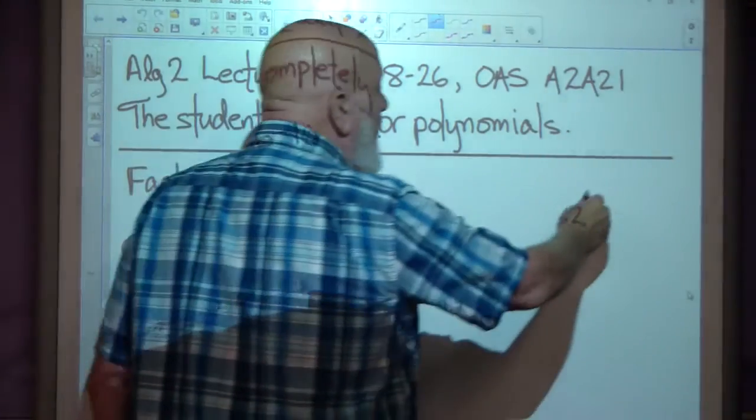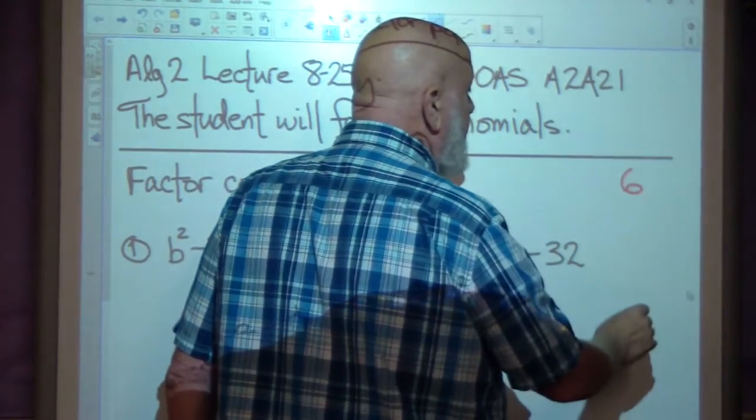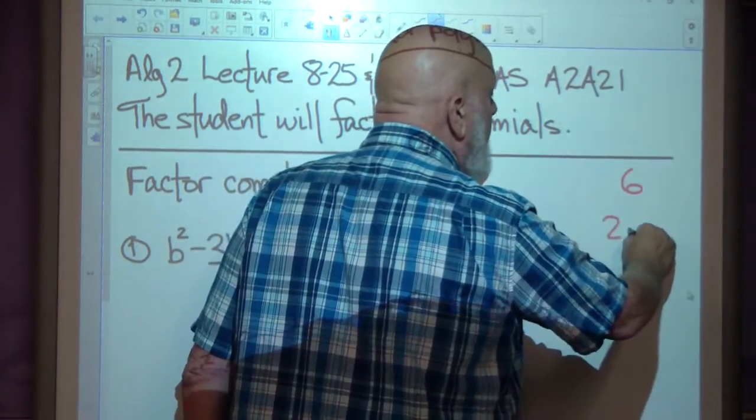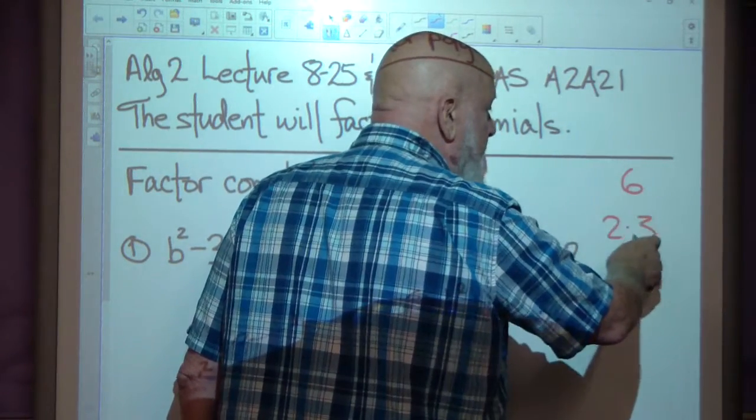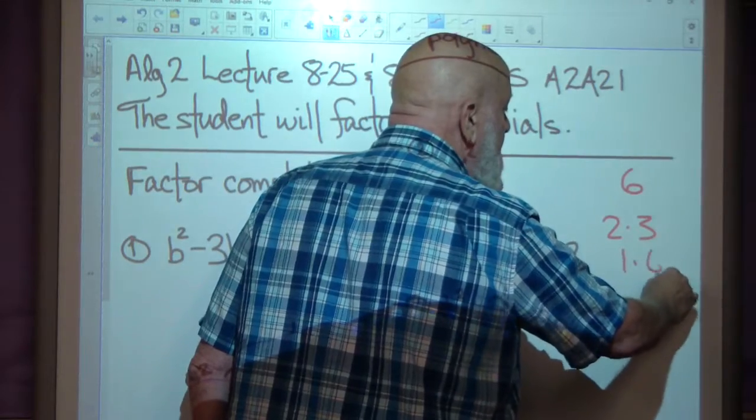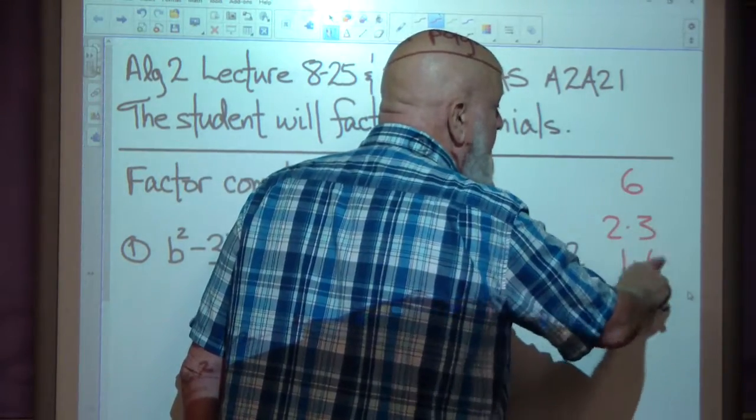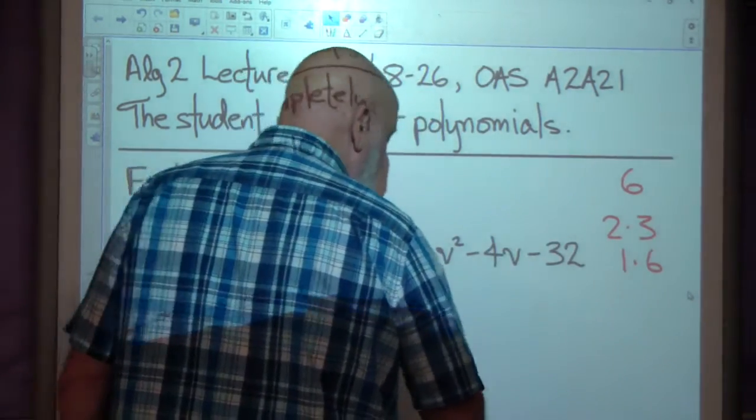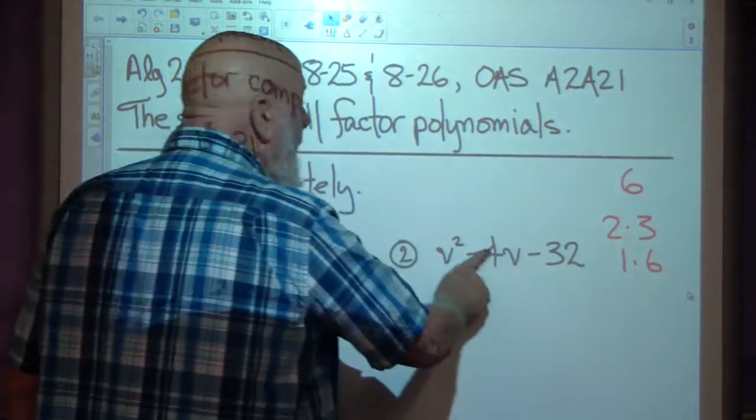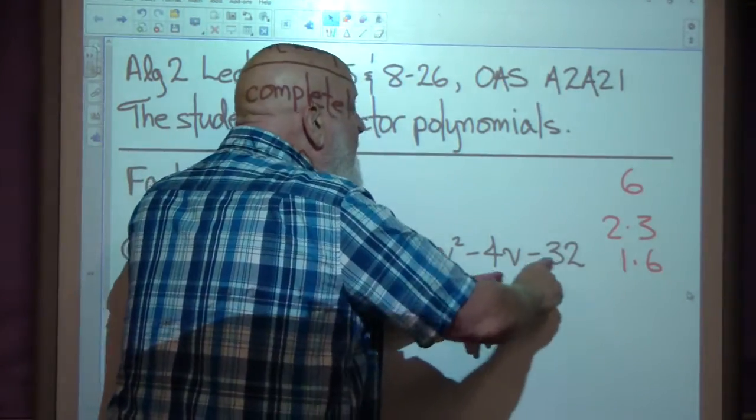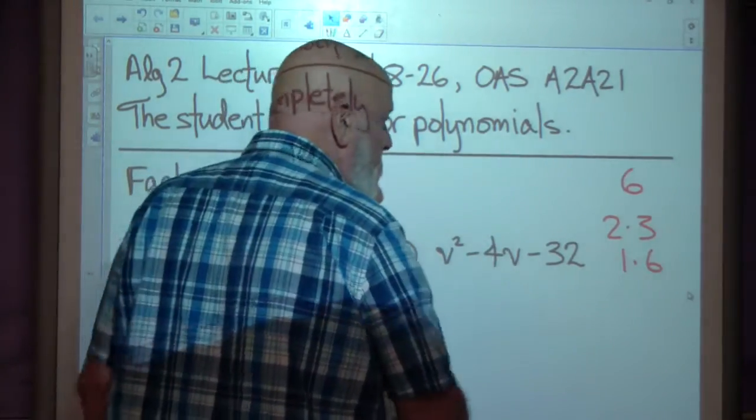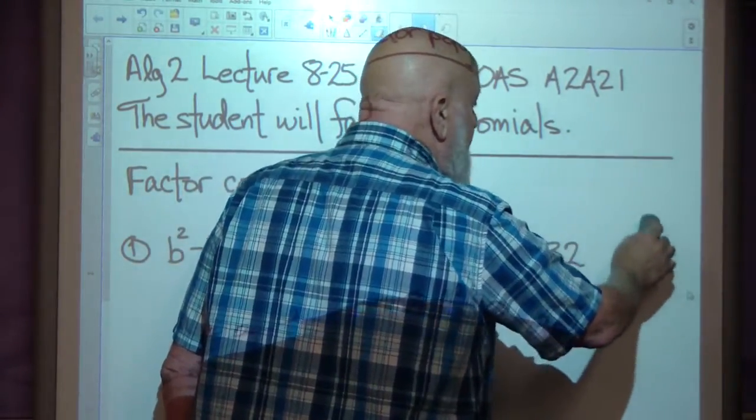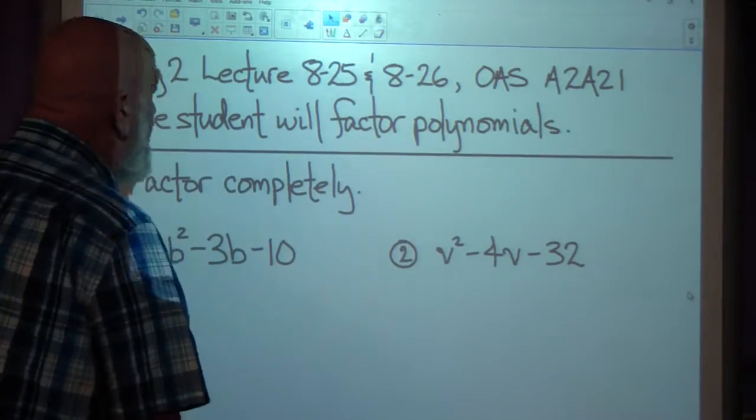For instance, if I said factor the number 6, you could say, well, 2 times 3. Those are factors of 6 because 2 times 3 is 6. Or you can tell me 1 times 6. 1 times 6 is 6. So these are the factors of 6. We're going to take polynomial expressions and find factors such that if I multiply them together, I'll get what I started with. Okay? Well, that's the plan for today. Let's take a look at what we're doing.